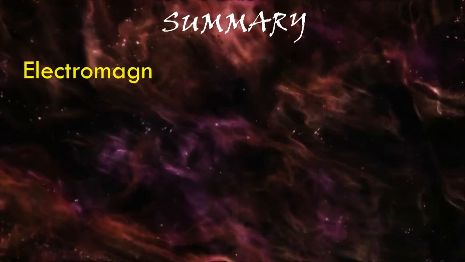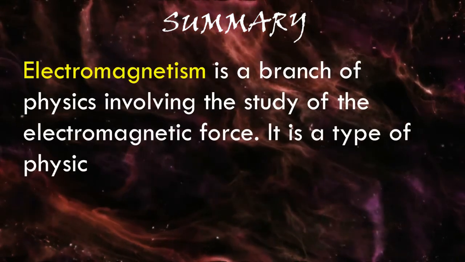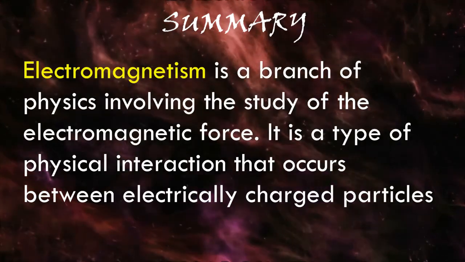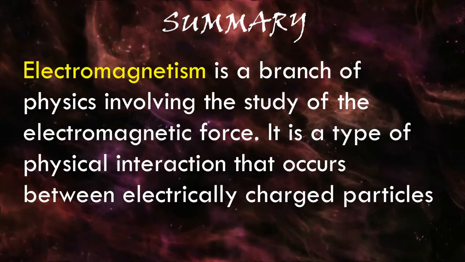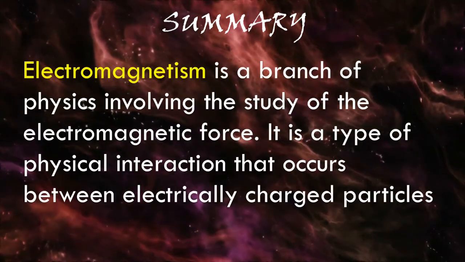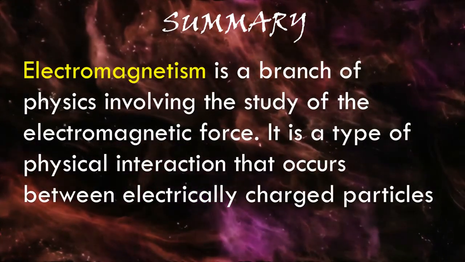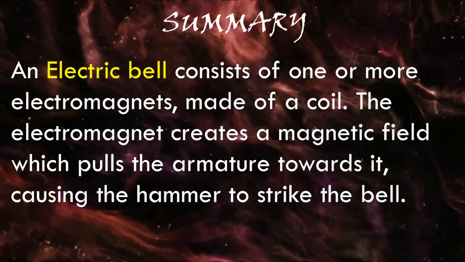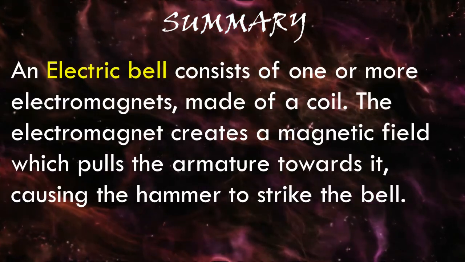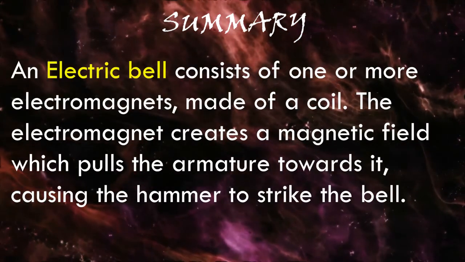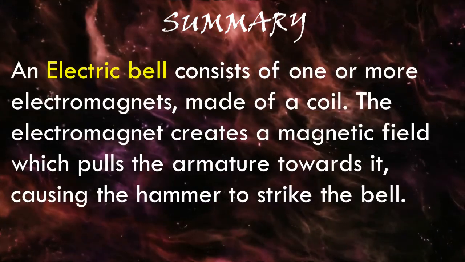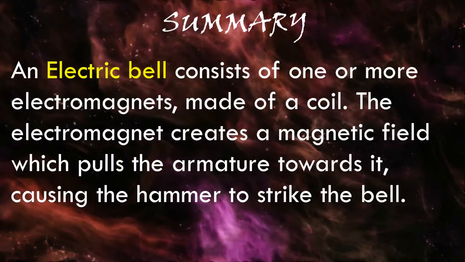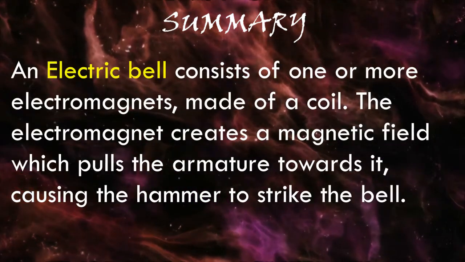Summary: Electromagnetism is a branch of physics involving the study of the electromagnetic force. It is a type of physical interaction that occurs between electrically charged particles. An electric bell consists of one or more electromagnets made of coils. The electromagnet creates a magnetic field which pulls the armature towards it, causing the hammer to strike the bell.